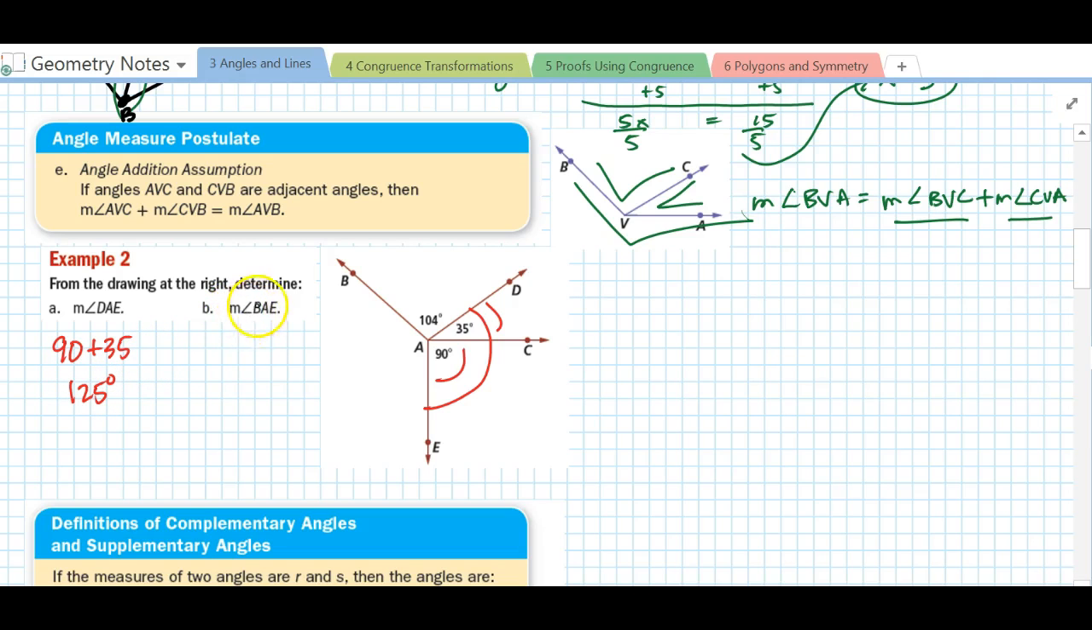Now let's try the next one. Determine the measure of angle BAE. So let's find where BAE is. So that's this angle here. Let me get rid of those marks from the previous question because those are in my way right now.